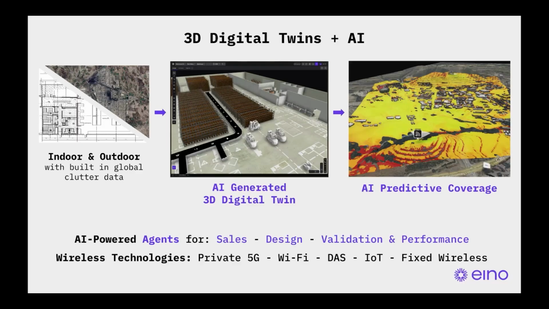Once we go to the design side of it, the same concept applies. We have different types of agents that could design for different types of networks. They can try different types of case studies. They can stress test the network there.